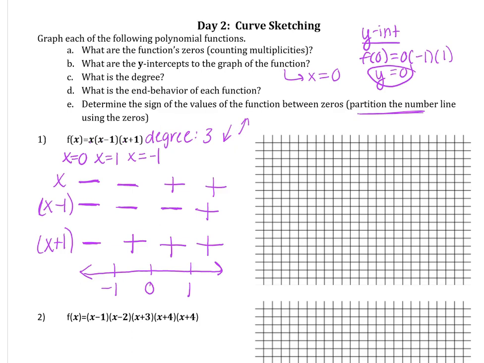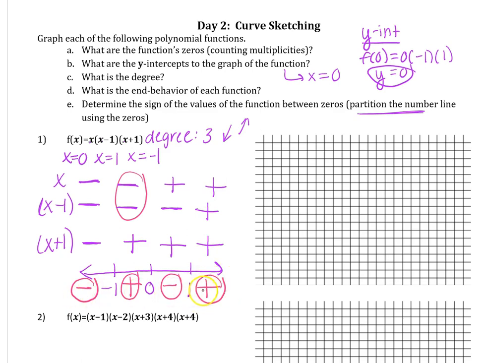Okay, so now what we do is multiply down these columns. A negative times a negative times a negative is a negative. Okay, negative times a negative is a positive, times a positive is a positive. Positive times negative makes it negative. And then lastly, all these positives multiplying together is positive.